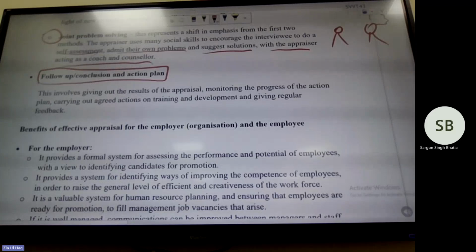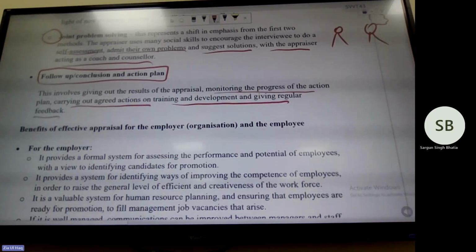I mean, after the interview, they both will sit together. If things have not been done as per the expectation, then whether further training is required and what to do next, they will agree with each other. If things have been done as per expectation, they will set future targets. This involves giving out the results of the appraisal, monitoring the progress of the action plan, carrying out agreed action on training and development, and giving regular feedback.